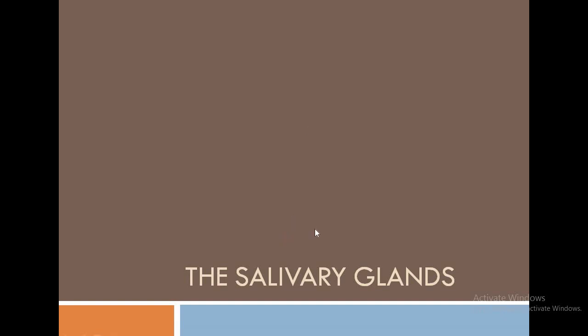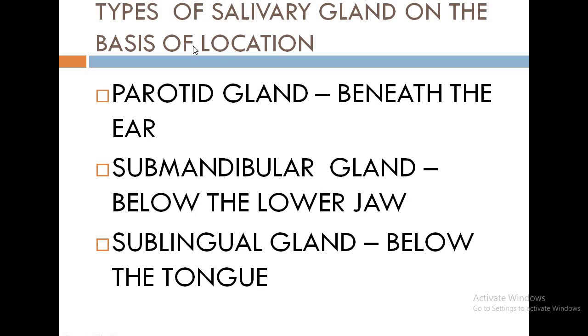In the salivary glands, we will see first of all the types of salivary gland on the basis of their location. Why have I written here on the basis of location? Because structurally they are all the same and functionally they are all the same, because the major function of the salivary gland is to secrete saliva, and saliva helps in the digestion of the food. So on the basis of location there are three types of salivary gland: the parotid gland, then the submandibular gland and the sublingual gland.